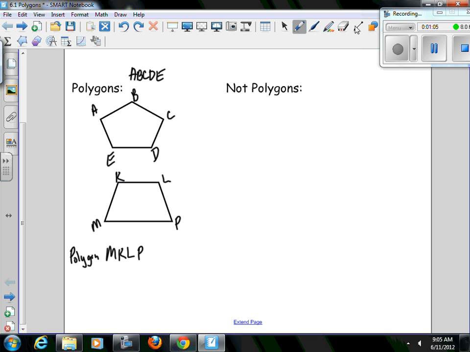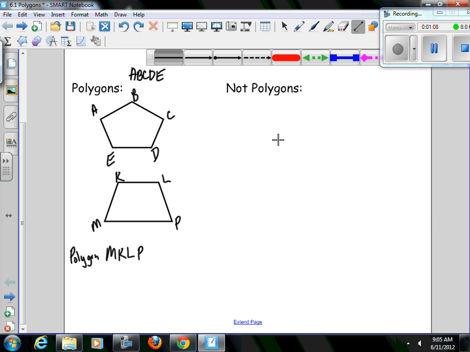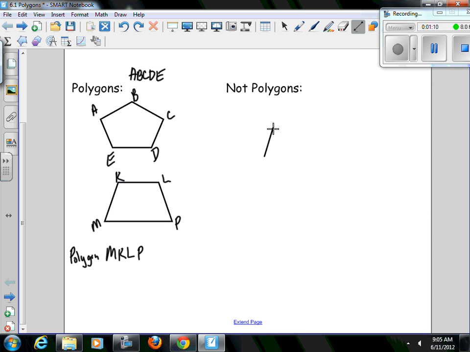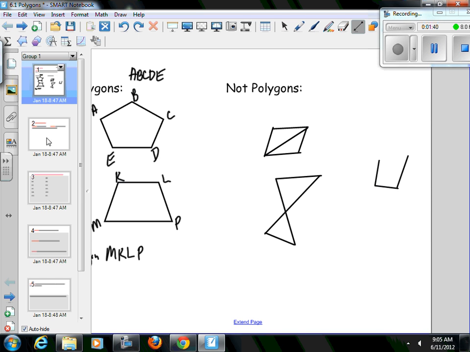Some examples of things that are not polygons. Let me show you. So if you had something like this, this is not a polygon. Okay, you don't have a polygon if you've got a diagonal in the middle of it or something cutting through the middle of it. This is also not a polygon. Something that's open is not a polygon. So let's move on.